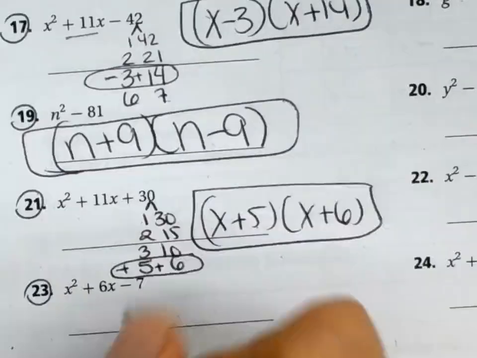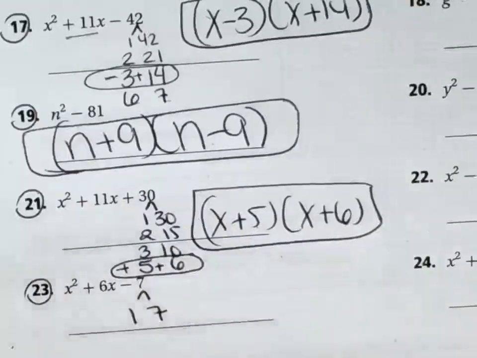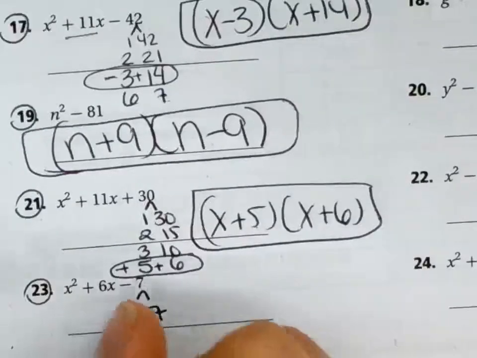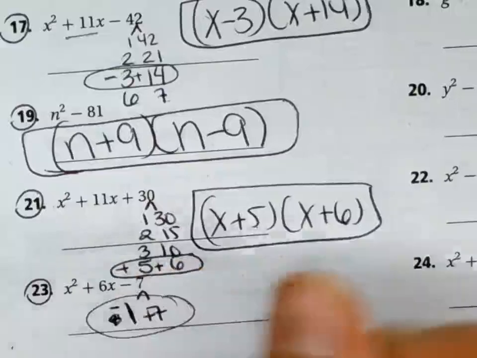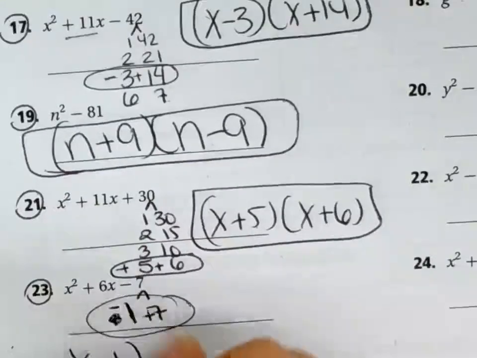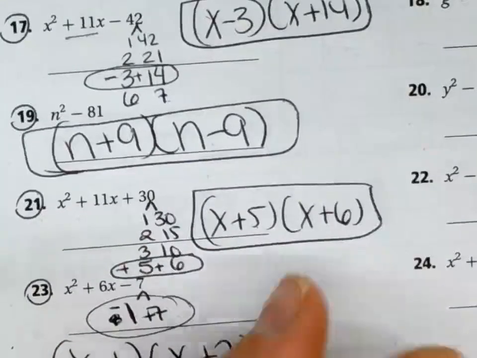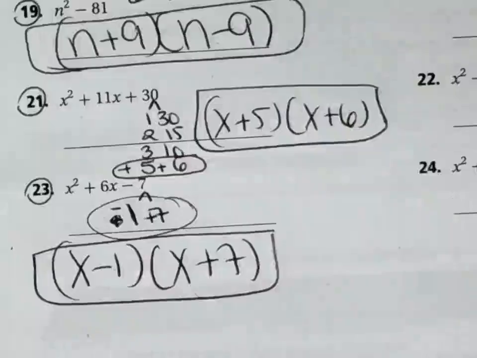And our last one, 1 and 7. 2 no, 3 no, 4 no, 5 no, 6 no, back to 7, so those are our only options. So if we had positive 7 and negative 1, that would give us our positive 6 and multiply to our negative 7. So x minus 1 times x plus 7. And that is how we factor when our leading coefficient is 1.